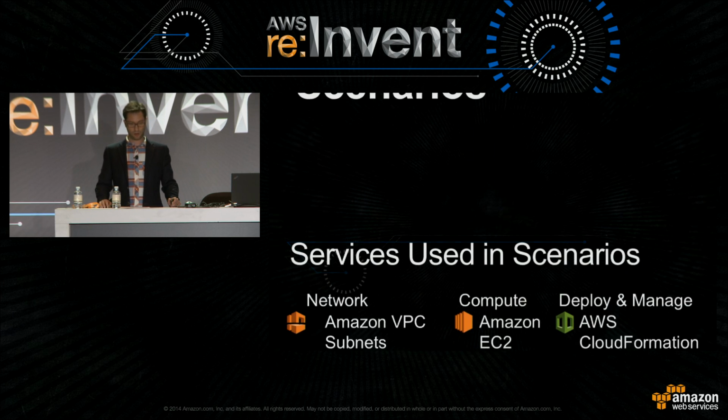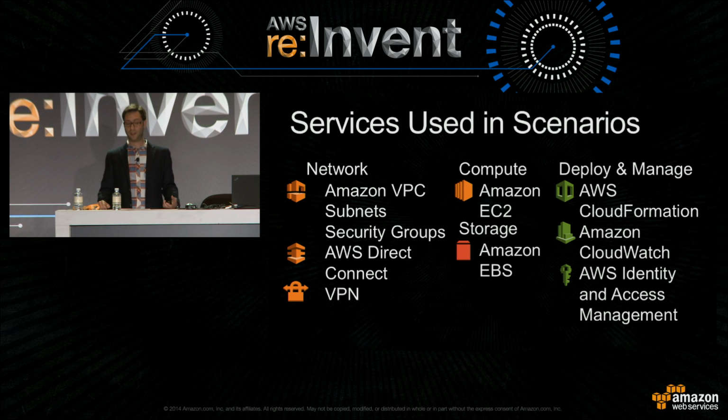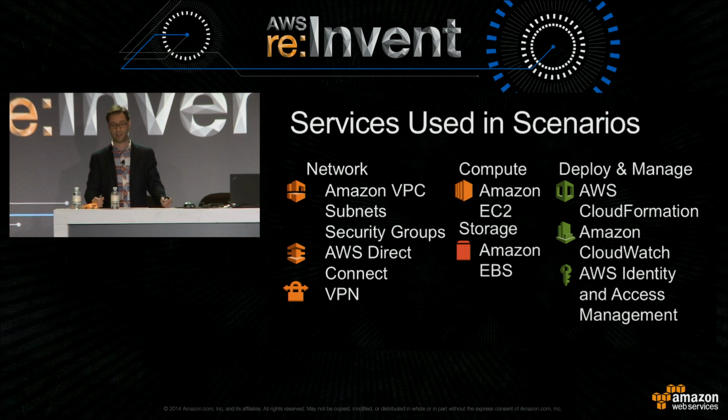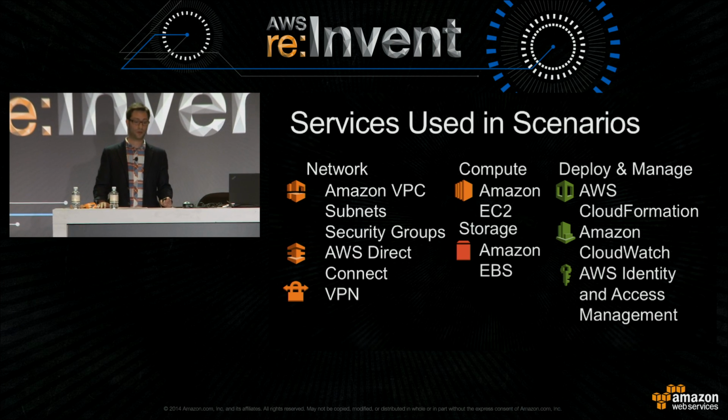So our deployment scenarios are all going to be based on the core pieces of AWS. Network with VPC, security groups, Direct Connect, VPN, compute, leveraging EC2 and storage with EBS, and deployment and management with CloudFormation, CloudWatch, and Identity and Access Management. And there will be more that we won't necessarily call out specifically, but I think the larger takeaway is that you need to be fairly comfortable and confident with the breadth and scope of AWS services in order to get the best usage of your Active Directory.